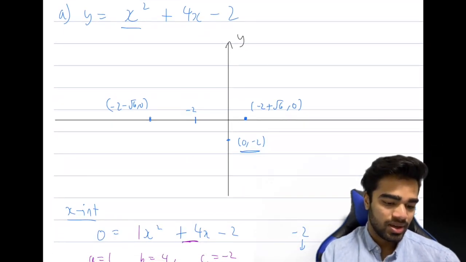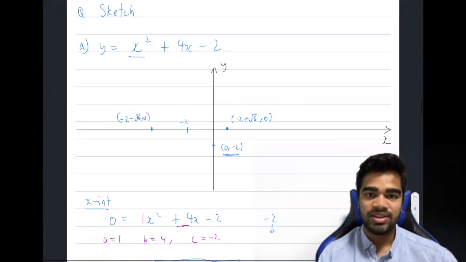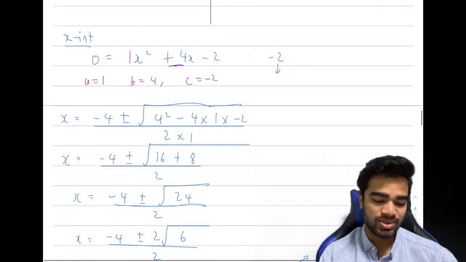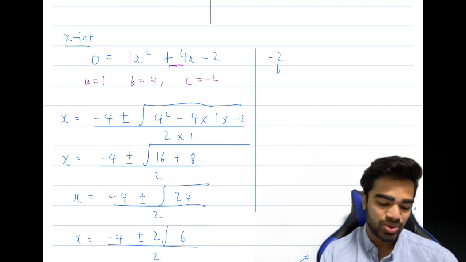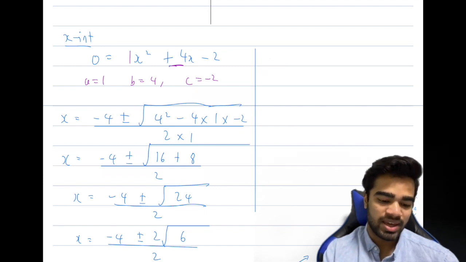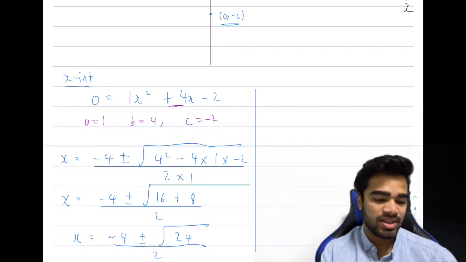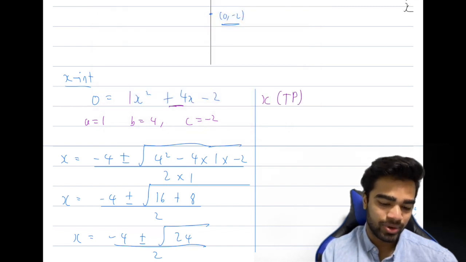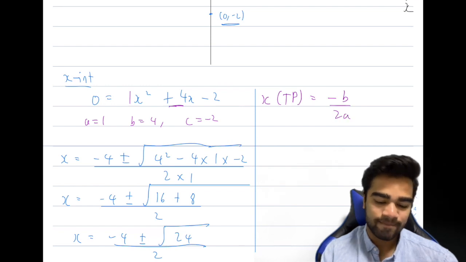Next, when you're doing this, guys, we need to find the turning point. That's the last step in this question. In order to find the turning point, I told you one way, which was to use the x-intercepts, right? But there's actually another method you can use to find the x-coordinate of the turning point, which is pretty much -b over 2a, right?